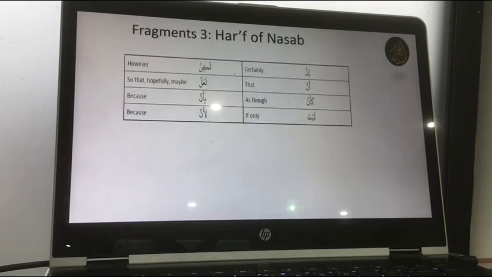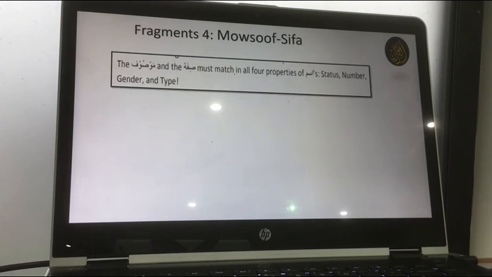Harf of nasab we know. These are the 8 harf of nasab. You know, inna, anna, ka anna, laita, lakinna, la'alla, bi anna, and li anna. Right? Also after that we did mawsuf sifa.